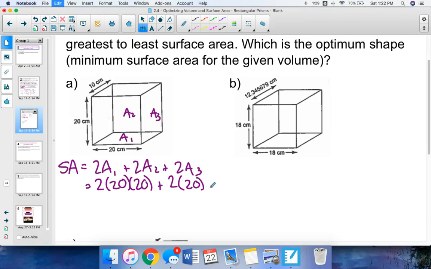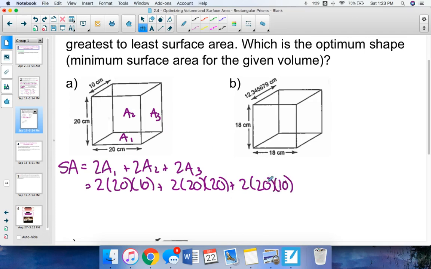Nope, that is incorrect. A1 is the bottom here, so 20 by 10. There we go. A2 is this side here, so that'll be 20 by 20. And then A3 is this side, so that'll be 20 by 10. Okay.